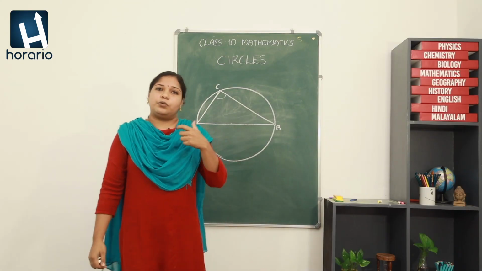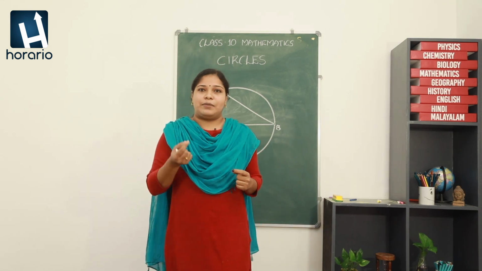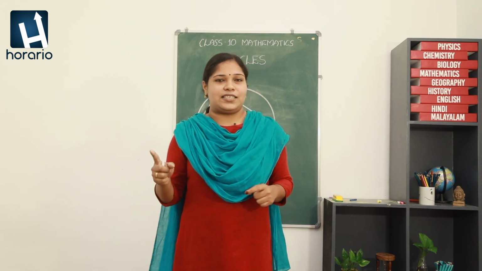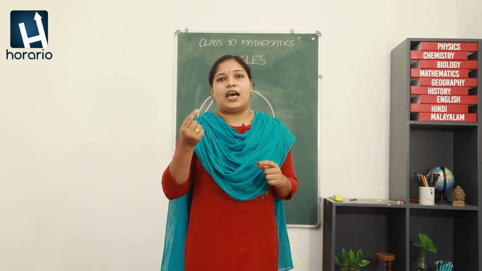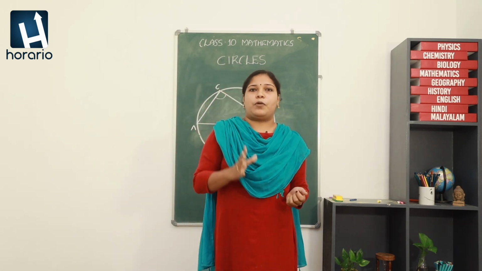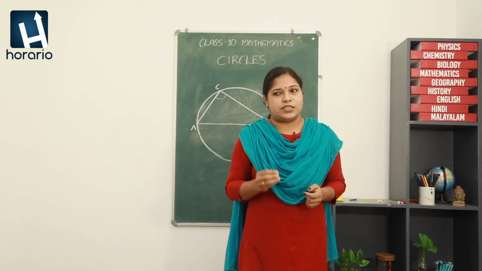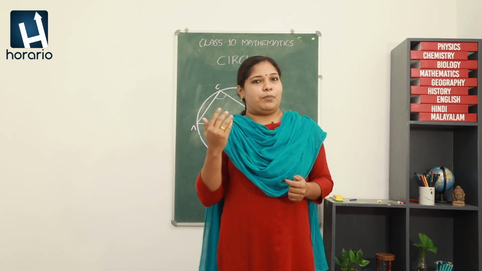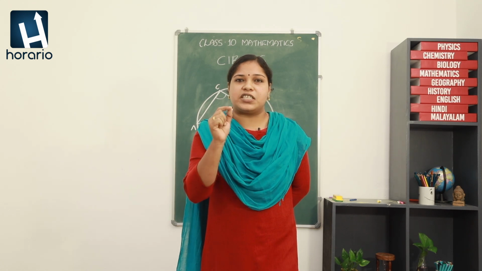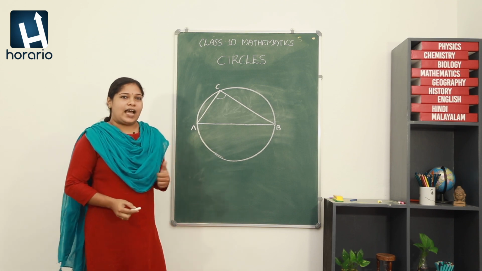You can draw a circle in your notebook and draw a diameter. What is a diameter? A diameter is a line passing through the center. Don't forget, a diameter is a line passing through the center. So draw a circle, draw a diameter, put a point on the circle, and join the endpoints of the diameter to that point. Have you done it? With the help of a protractor, measure the angle. What will be the angle formed there?